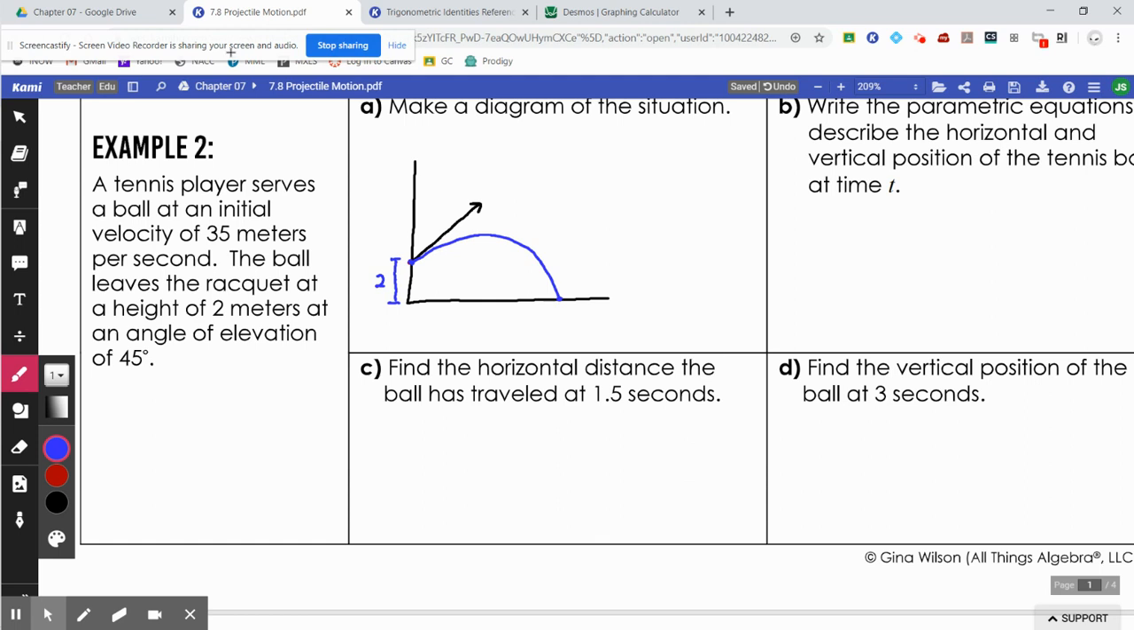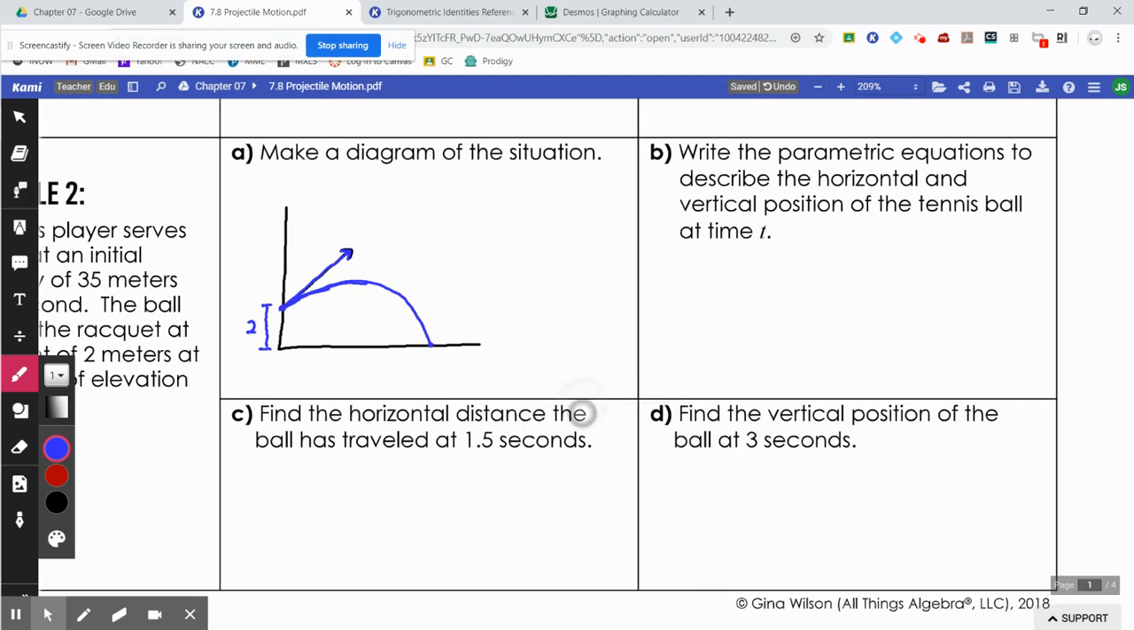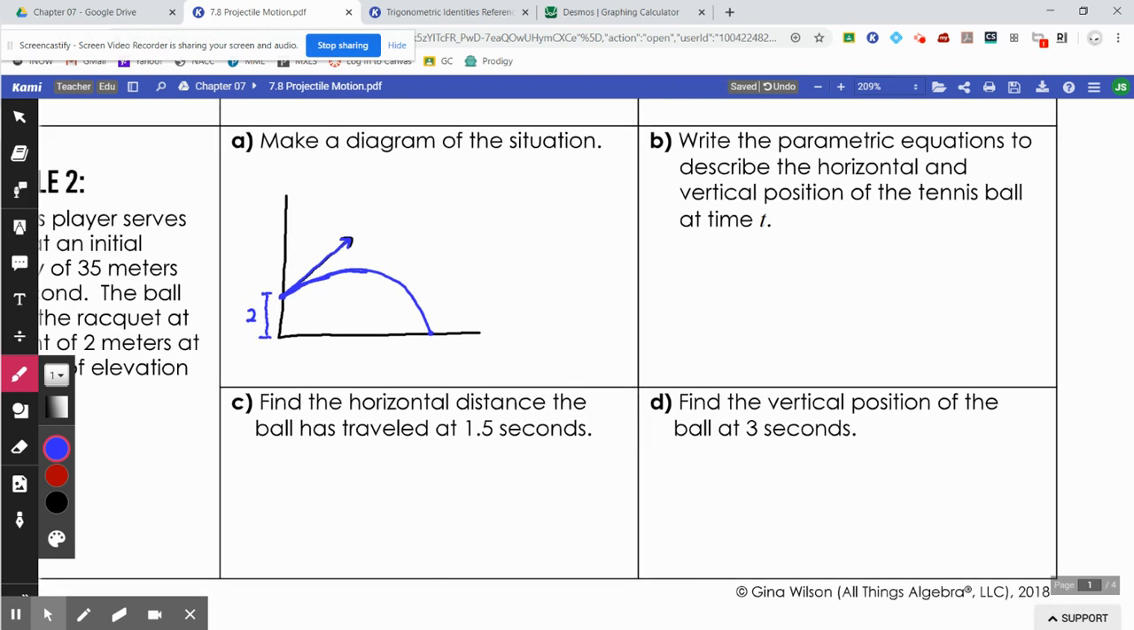The angle of elevation that we hit the ball is 45 degrees. So that ball is going to follow that angle, and then again, gravity is going to start pulling down on it, and eventually it will hit the ground. So there's my diagram. Write a parametric equation to describe the horizontal and vertical.